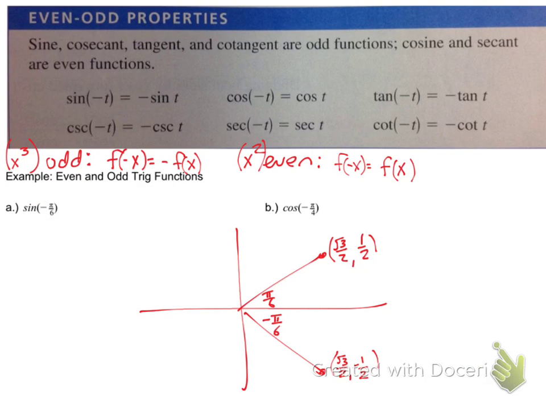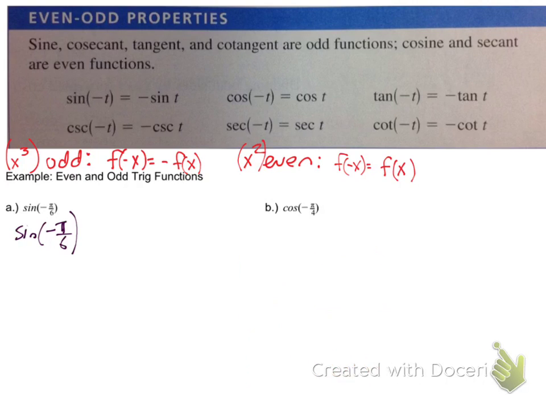Can you do sine of negative pi over 6? Sine of negative pi over 6. I'll make it a little bit larger here for you. So, sine is even, odd?